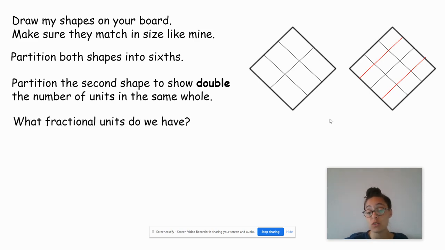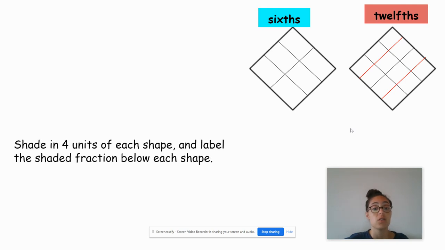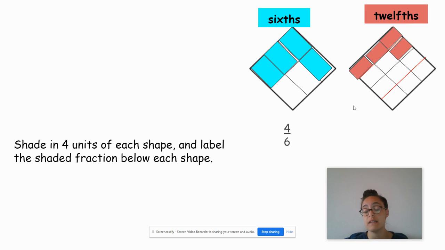Now, what fractional units do we have? What are my units for this box? What are my units for that box? We know this first one is 6ths, and if I double it, it is 12ths. So if we need to shade in 4 units of each shape, I want you to label the shaded fraction below yours. So if I shade in 4 pieces, my fraction will be 4/6. And over here, I have 4 pieces as well, and it would be 4/12.